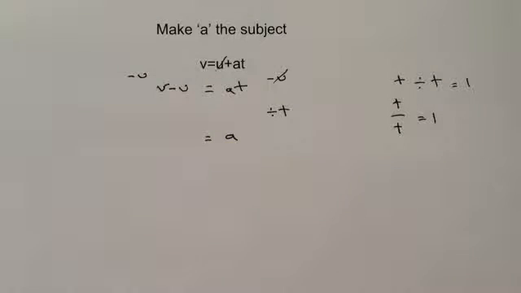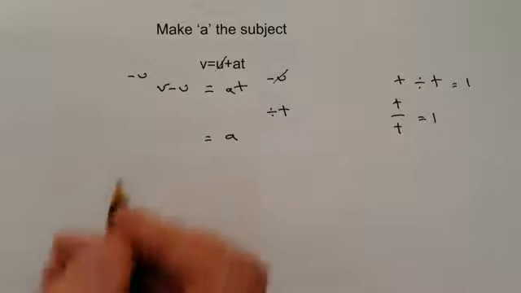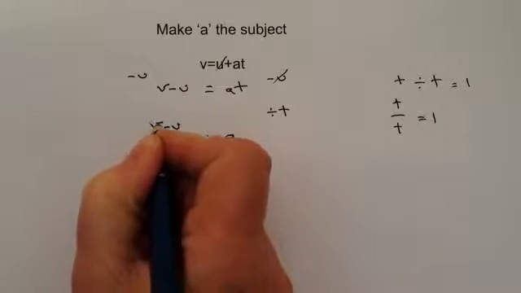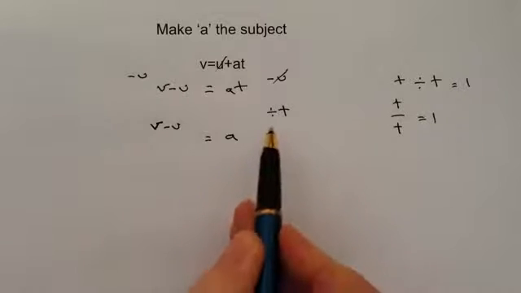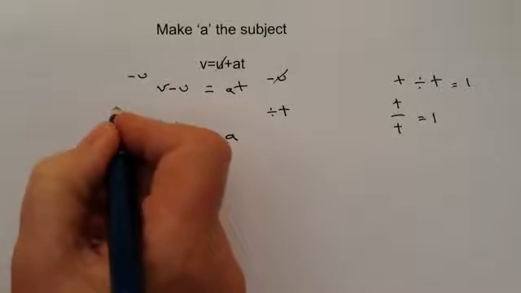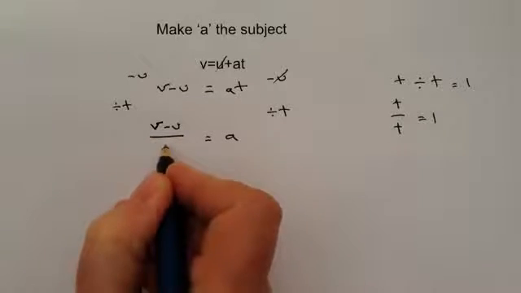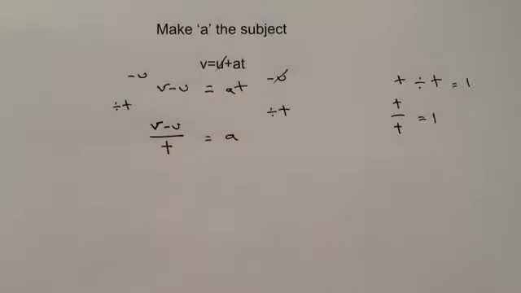So on the right hand side I've got A, which is fantastic news because that's exactly what I want, because I'm making A the subject. On the left hand side I've still got V minus U, but this time I'm going to divide by T on both sides, so it becomes V minus U divided by T.